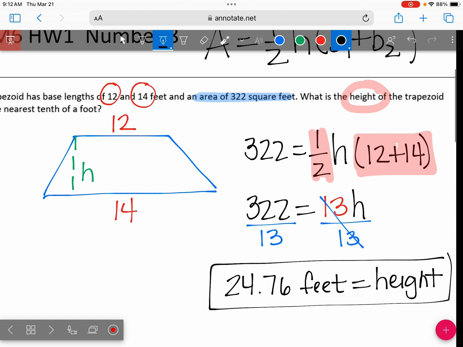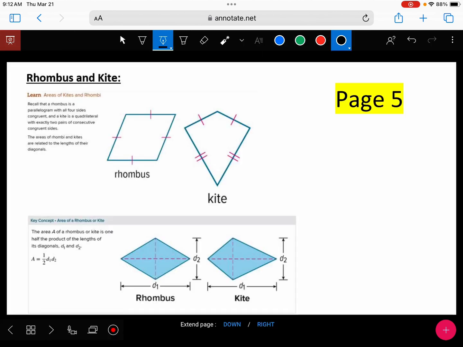All right, so now let's go to our notes and talk about our next quadrilateral, which is a kite. So go to page 5 in your blue packet. When we're talking about a kite and a rhombus, they both have 4 sides. The difference between a kite and a rhombus is that for a rhombus, all 4 sides are the same length, kind of like a square. But for a kite, the top 2 are the same and the bottom 2 are the same.